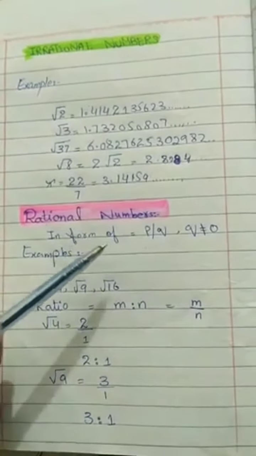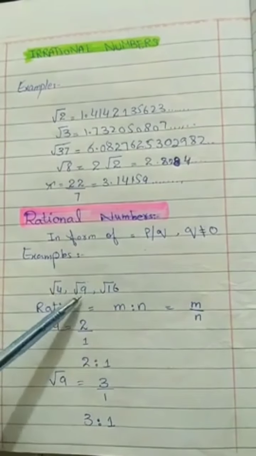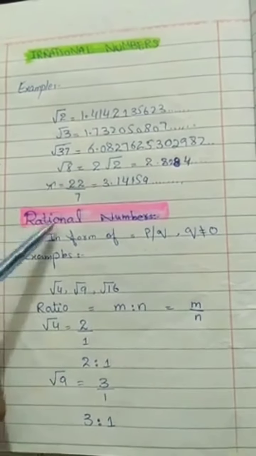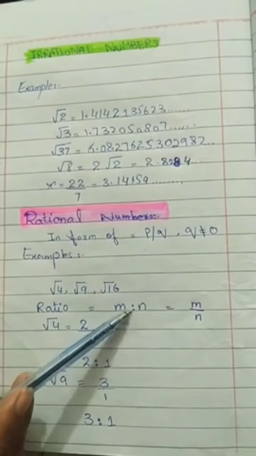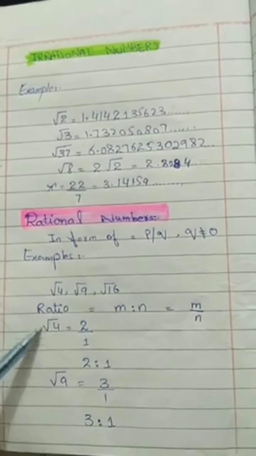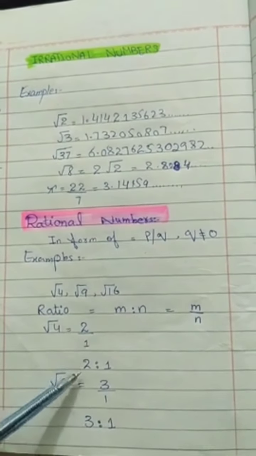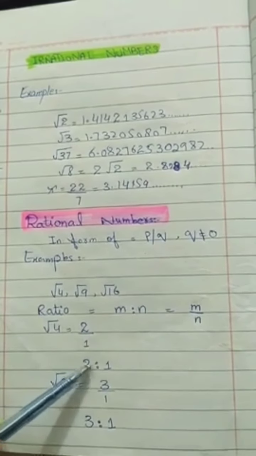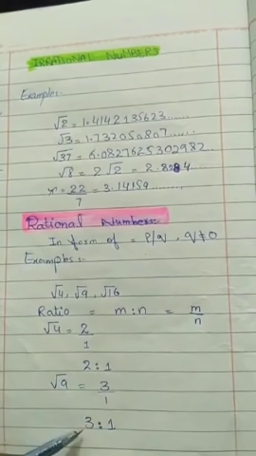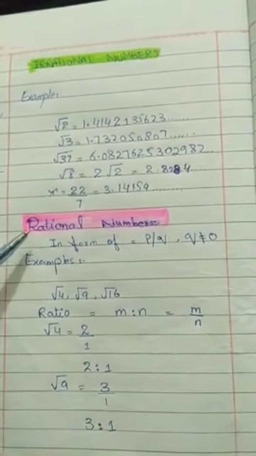A rational number can be written in the form p by q and q not equal to 0. For example, under root 4, 9 and 16. The word ratio is derived from rational number. It means m ratio n equals m by n. This is a fractional form. So when we take under root 4, we get 2 and the denominator is 1. So it can be written in the form of ratio 2 ratio 1. Under root 9 equals 3 and the denominator is 1, 3 ratio 1. So this can be written in the form p by q. These are rational numbers.